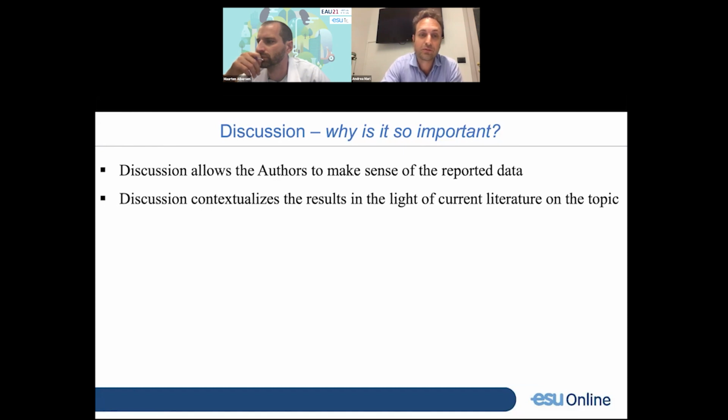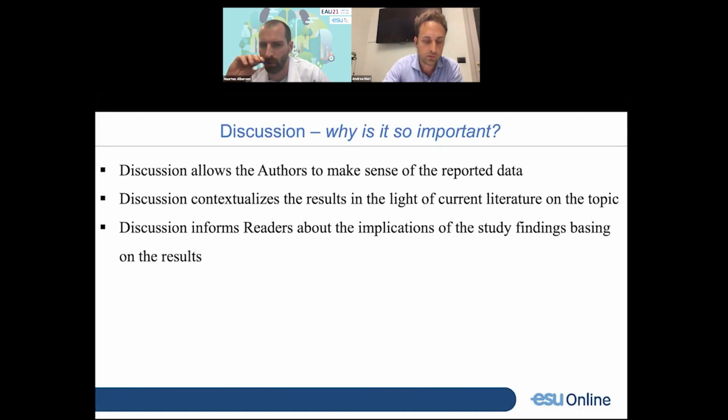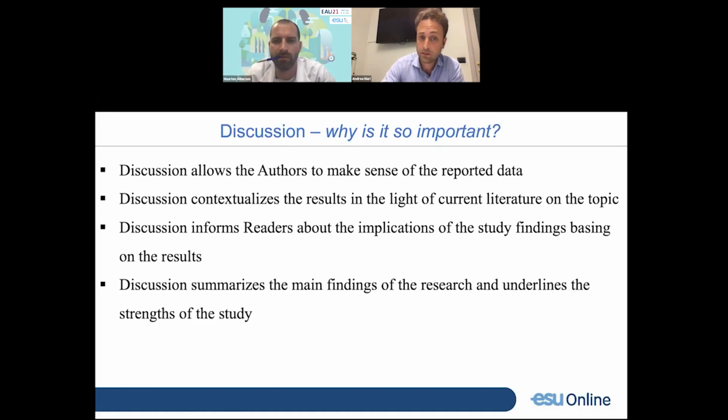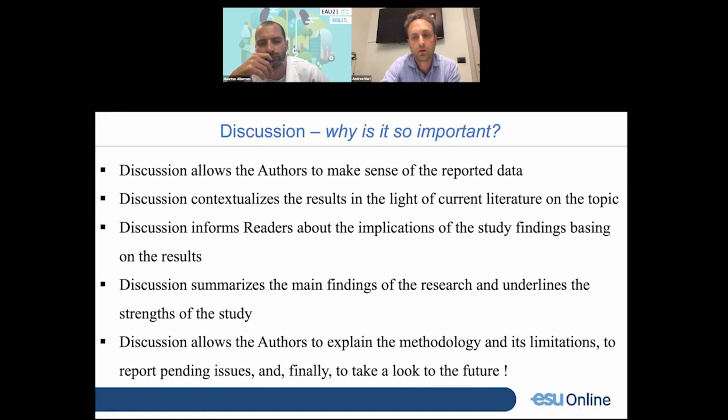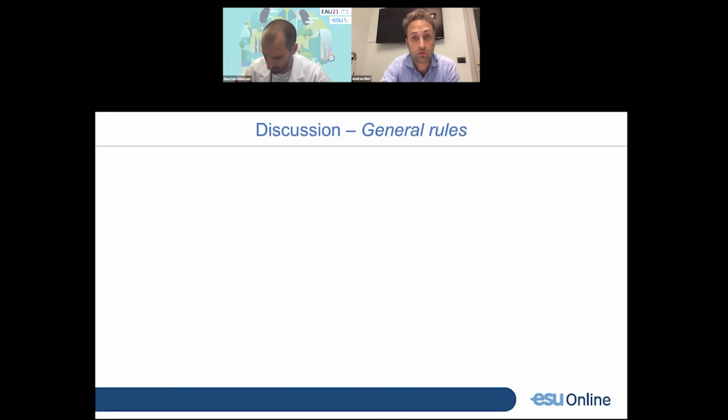Discussion also allows to contextualize the results in the light of the current literature and topic. That means also compare the findings with those reported by other studies, and of course, consider also the consequences on the clinical practice and their implications. In discussion, we have to summarize the main findings. You can underline the strengths of the study, but also you have to explain the methodology and its limitations. This allows you to report the pending issues and finally take a look to future projects.